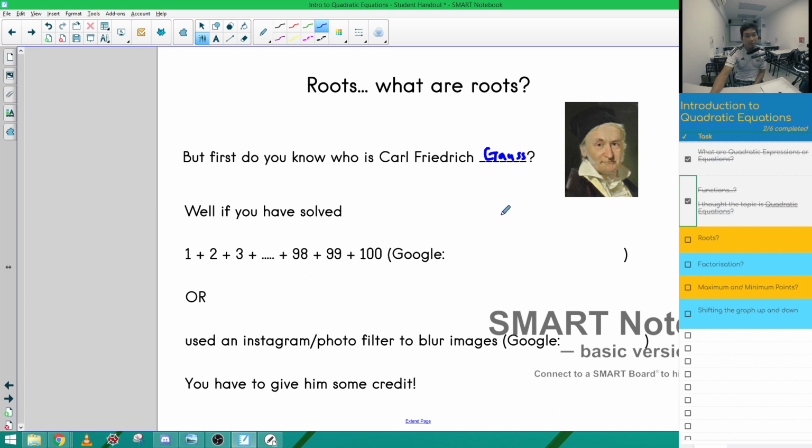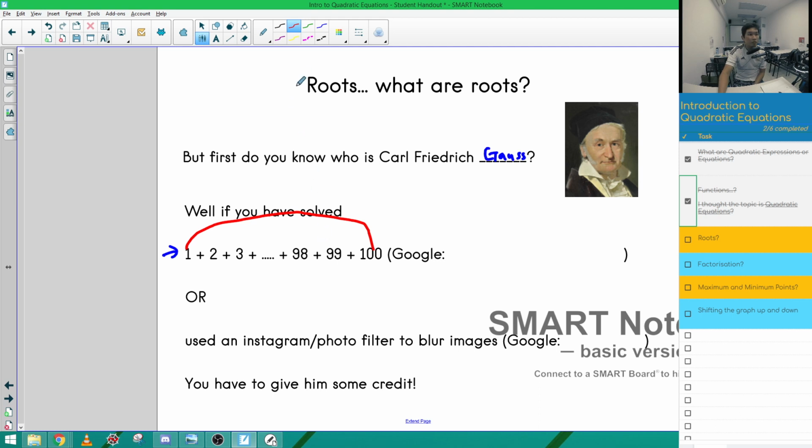He's a very famous mathematician. He's responsible for a lot of things that we use today. For example, number 1 over here. I think you might have done this problem in primary school before. What is 1 plus 2 plus 3 plus 4 plus 5 all the way to 100? And then we had the rainbow method.